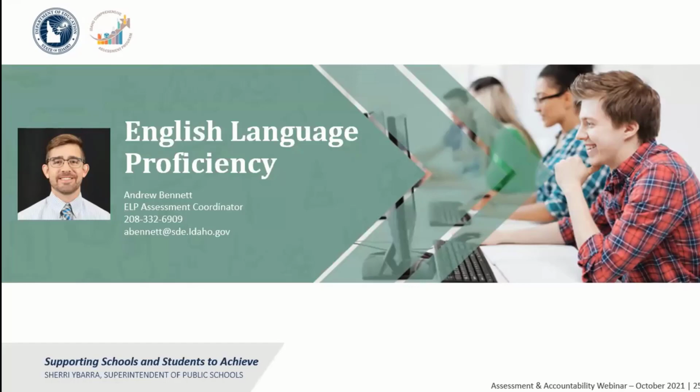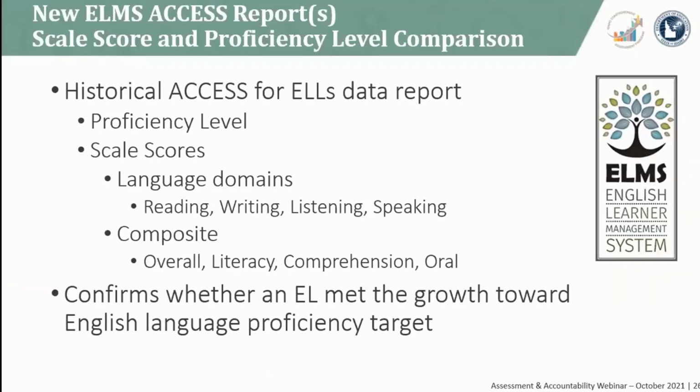All right, good morning. This is Andrew Bennett, your English Language Proficiency Assessment Coordinator at the State Department. I am here to give you some ELPA updates and reminders as we get into this ghoulish month of October. So a new historical report listing individual proficiency levels and scale scores for ACCESS is now available in the English Learner Management System, or ELMS. This is an excellent resource that allows LEAs the opportunity to easily monitor, plan, and define individual goals to move English language learning forward. The report includes individual language domains and composite scores.